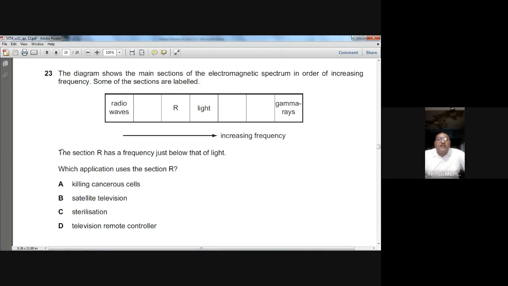Okay, you remember the code for the electromagnetic spectrum? We say Ronald McDonald is very ugly except Gary. So Ronald McDonald stands for, I stands for infrared. So R is infrared. And you know, a famous use of infrared is in the television and remote controllers. So for question number 23, D is the choice.